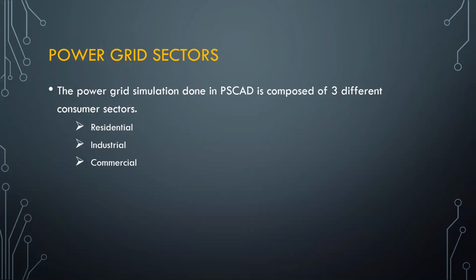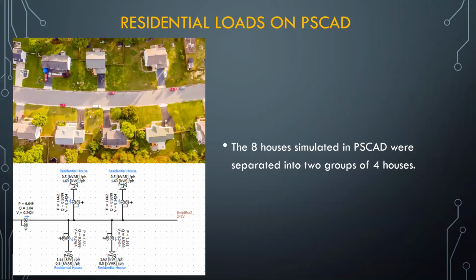The power grid that we designed revolves around 3 different sectors. We have the residential sector, industrial, and commercial sector. Now, the first sector that I'll be talking to you about will be the residential sector. As many of you know, residential areas are the designated place for us to live in. Our power grid provides power to a mini subdivision which consists of 8 residential homes. These 8 residential homes were separated into 2 groups of 4 houses.